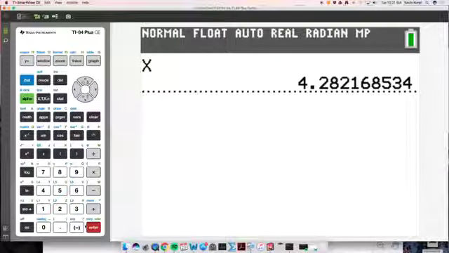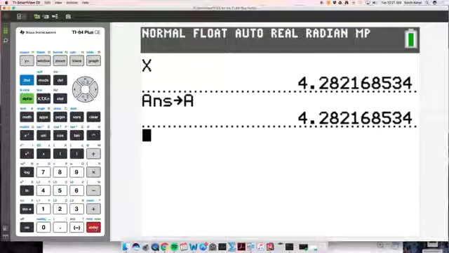It's going to override it, though, when you find the next one. So what I'm going to do now is just hit STO right above the on button, and I'm going to hit alpha A. A is right below the green alpha button. And hit enter. And now it's locked in as A.